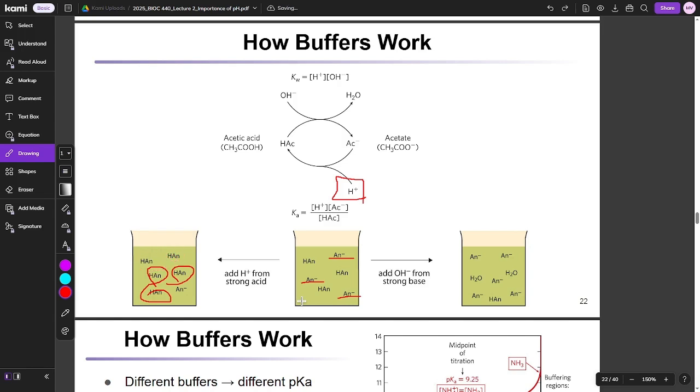Because if we didn't have the acetic acid conjugate base in there, that H+ would be added and it would just sit there, or it would attach onto water and become a hydronium ion. And hydronium ions have a much lower pKa, like -1.